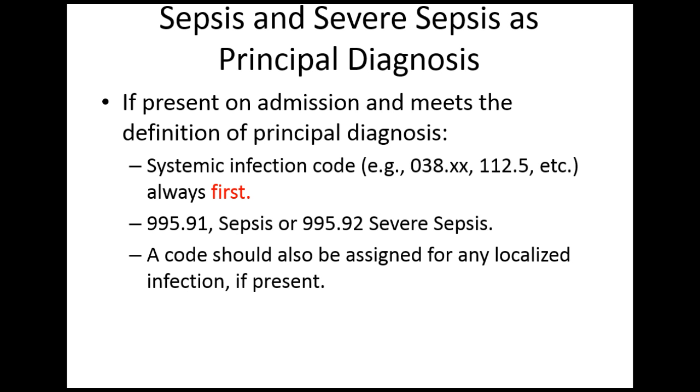So, coding sepsis and severe sepsis as a principal diagnosis. If it's present on admission and meets the definition of a principal diagnosis, you're going to code the systemic infection first, followed by a code of 995.91, which is sepsis, or 995.92, which is severe sepsis. Also review the record to determine if there is any localized infection, as you will need to assign an additional code for that.